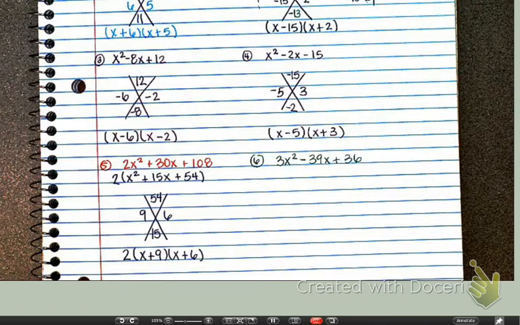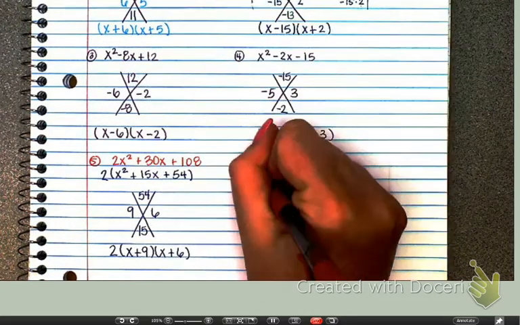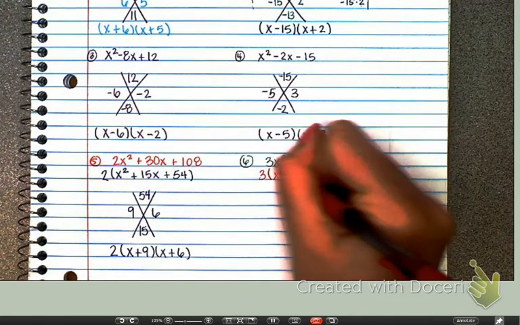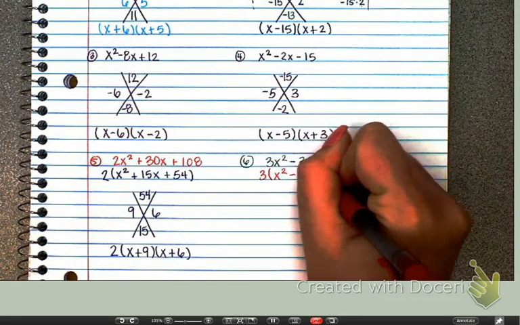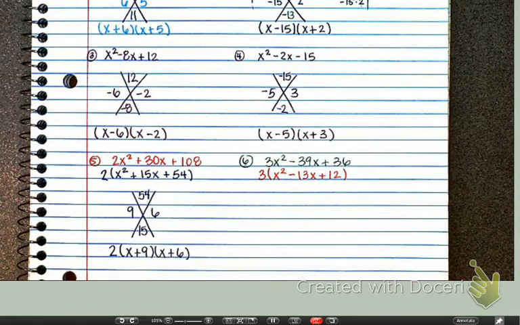Okay, so take a second and complete this one. All right, where'd we start? Distributed or divided. So we factor out their greatest common factor, which is 3. When I pull out a 3, I'm left with x squared minus 13x plus 12.